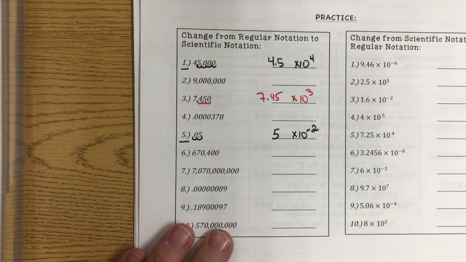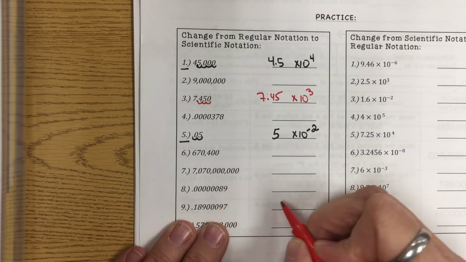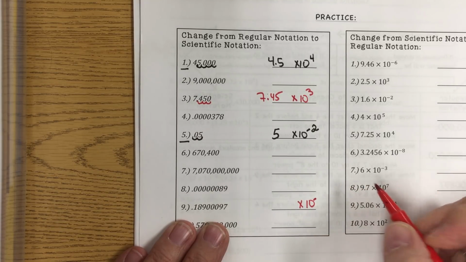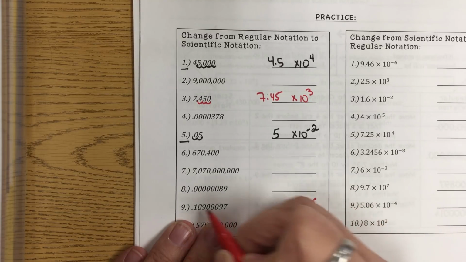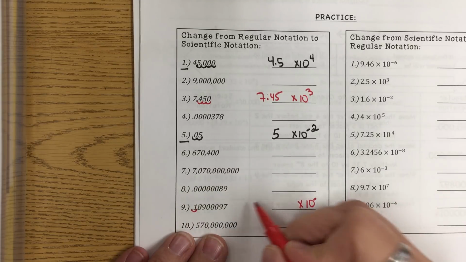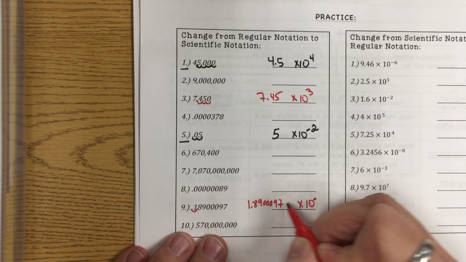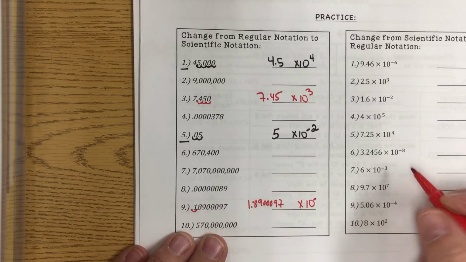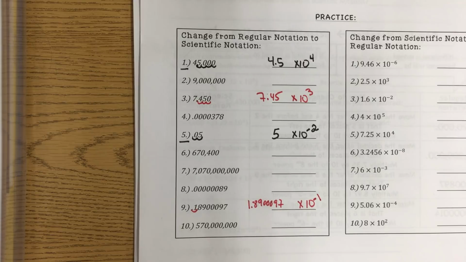Then I will come down here and I'll do number 9. Now, number 9 is an interesting one. So my exponent is going to be negative. On this one, they have all these extra zeros in between. Guess what? I have to write those zeros. Bring it over one time. 1.89000097. The reason I have to write all of them is because they're in between those two 9s. I only moved my decimal over one time in the negative direction. You do the rest of those.